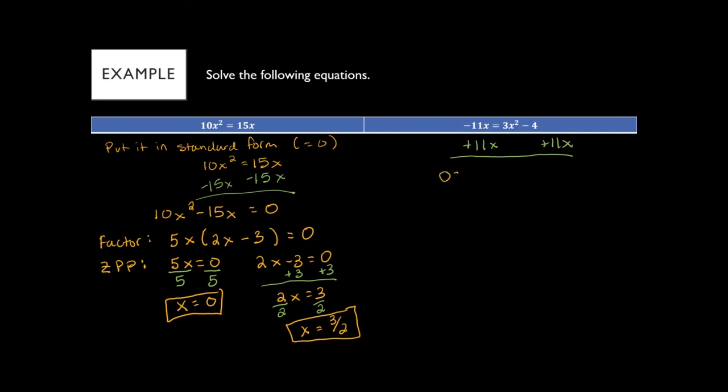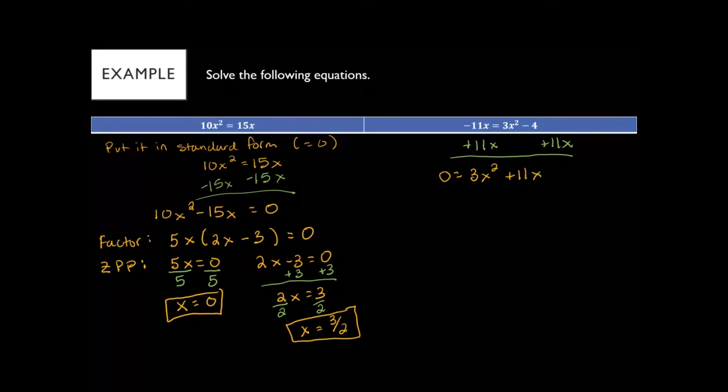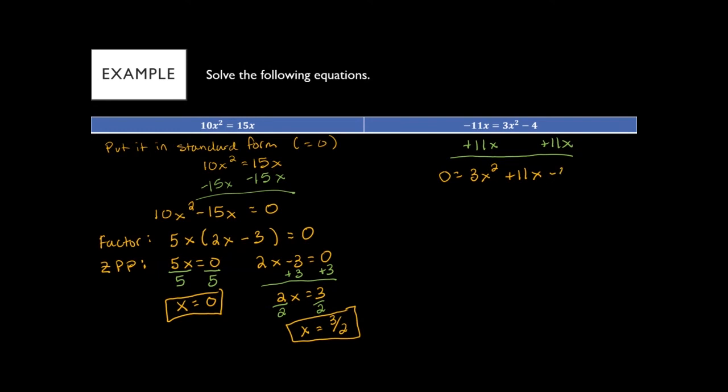So this will give me 0 equals 3x squared. And now I want to put these in order of the variables from the highest exponent to the lowest. So I'm going to put plus 11x next and then have minus 4. So this is going to be 3x squared plus 11x minus 4. Now it's in standard form because we have it equal to 0. So now I'm going to factor.